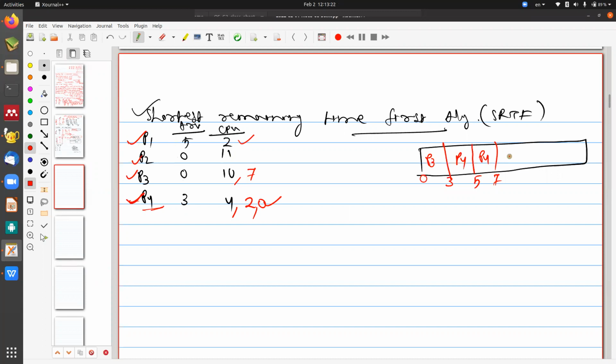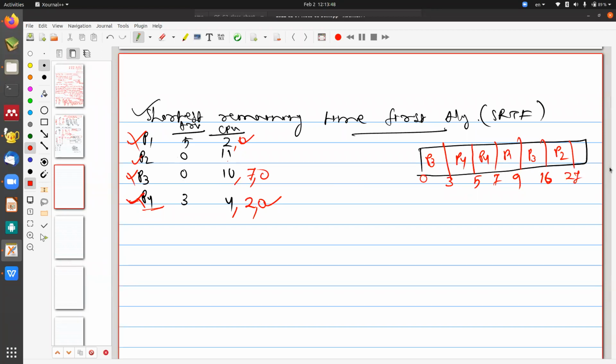So P1 will be executed. P1 will run 2 units, which means 7 to 9. So this goes to 0. Then it is 7 and 11. So P3 executes again for the 7 units. 9 plus 7 is 16. So this goes to 0. So this is complete, this is complete, this is complete. Only this is left. That is P2, 11 units. So 16 plus 11 is 27.